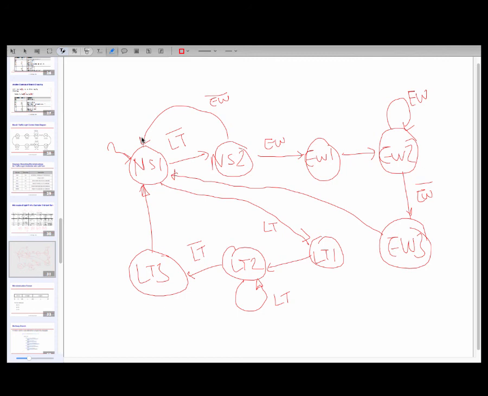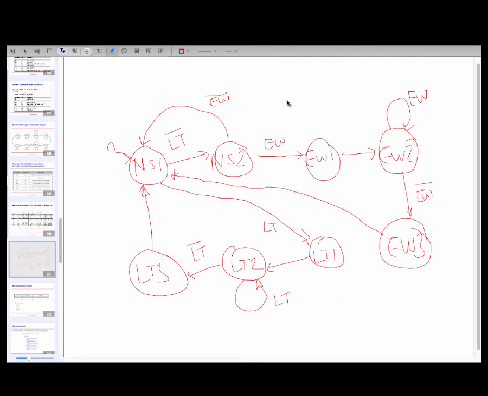If you're at north-south and there's a car that wants to turn left, then you go to left turn. I go through a left turn sequence, and if there's still cars that want to turn left, you stay there. Once there's not anymore, you go back to north-south. And if while you're in north-south somebody is waiting east-west, then you go to east-west, and it doesn't matter if there's somebody who wants to turn left. You stay in east-west as long as there's a car in east-west. And if there's not, then you go back.